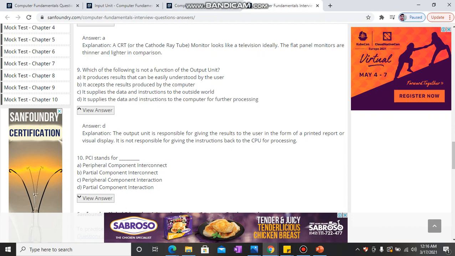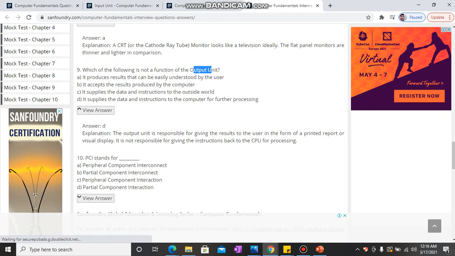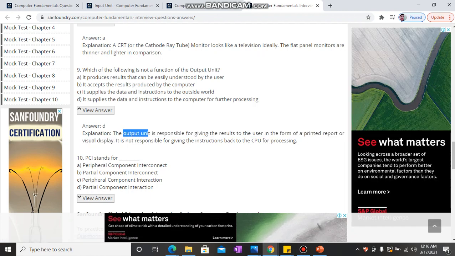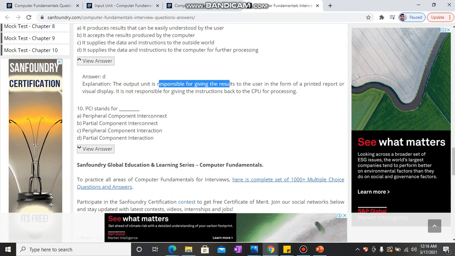If you read it once again: which of the following is not the function of the output unit? It supplies the data and instructions to the computer for further processing. The output unit is responsible for giving the results to the users in the form of a printed report or visually. It is not responsible for giving instructions back to the CPU for processing.